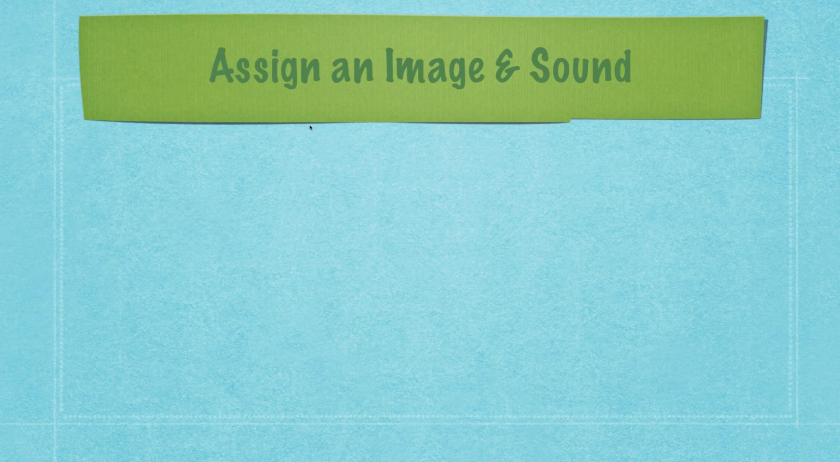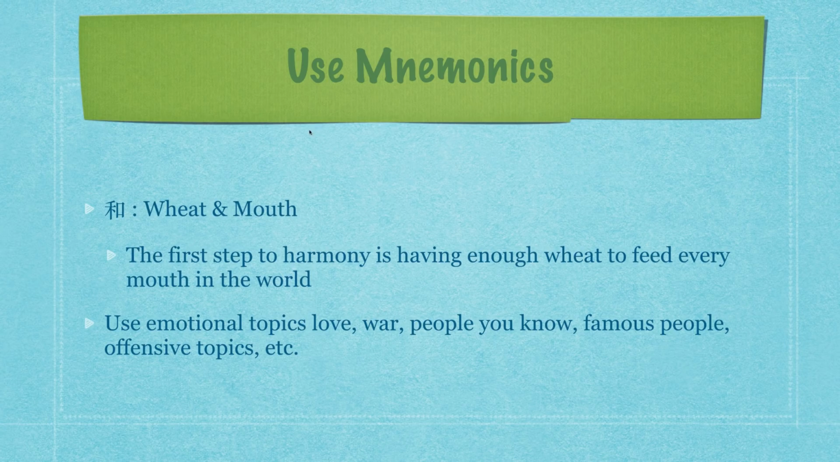Likewise, you're going to want to assign images and sounds, if at all possible, to the information that you're trying to remember. And the main reason for that is that our verbal processing power is dramatically inferior to our visual as well as our auditory power. So use both whenever you can. Like I've said before, use mnemonics.